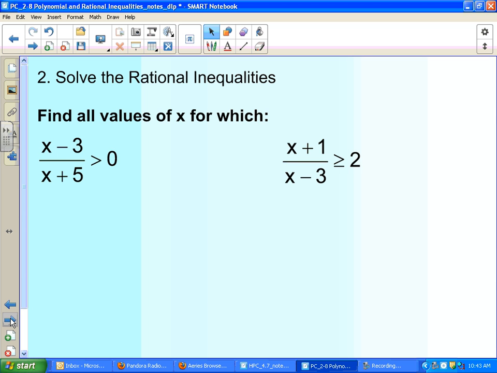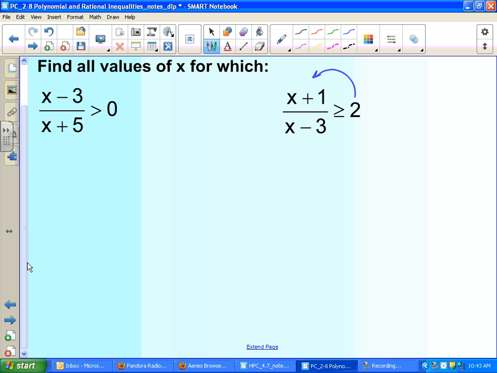We're going to do the one over here on the right, x plus 1 over x minus 3 greater than or equal to 2. Try that one first. I have to make the 0 on one side, move the 2 over. How do I move a chunk from one side to the other side? I either add or subtract. So I've got to subtract this 2. So this is going to become x plus 1 over x minus 3 minus 2.